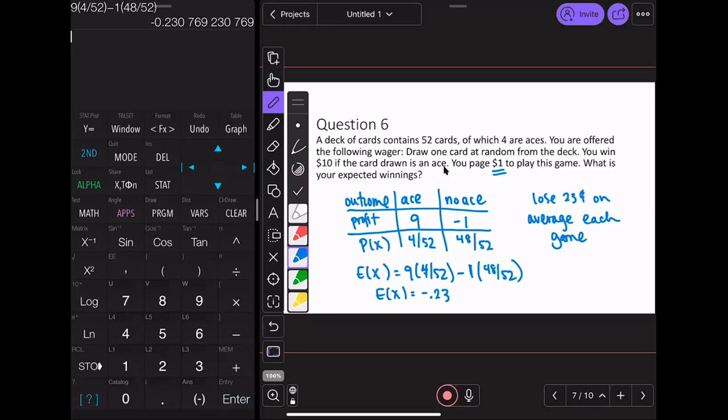And remember what that expected value means is if you were to play this game over and over and over again and calculate your average winnings, you would actually be losing about 23 cents per game.